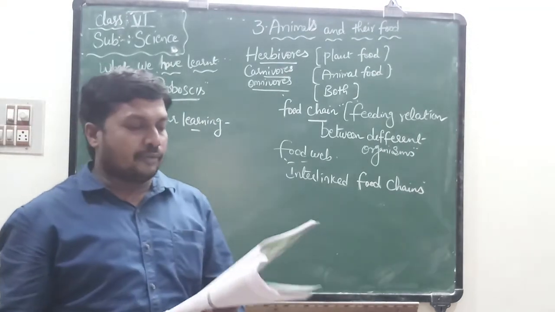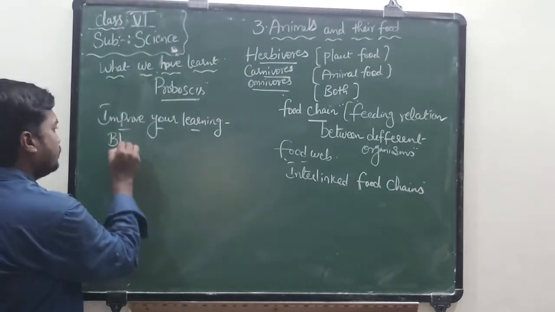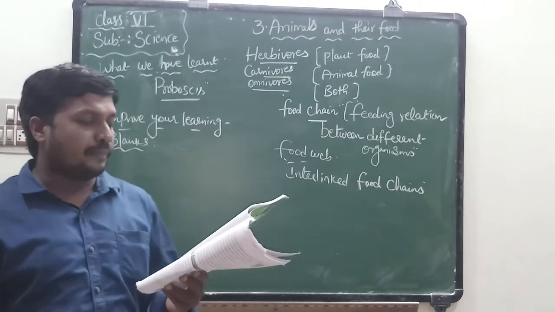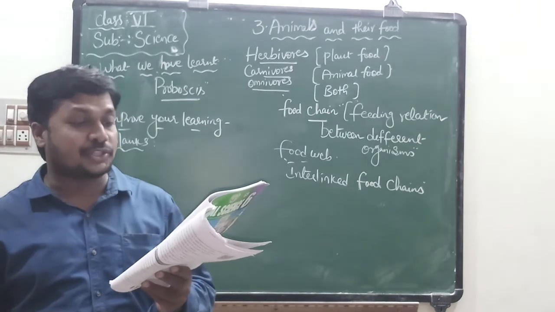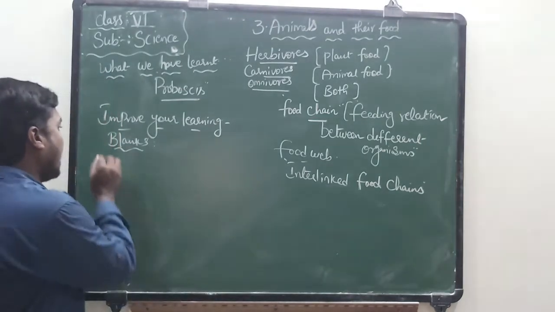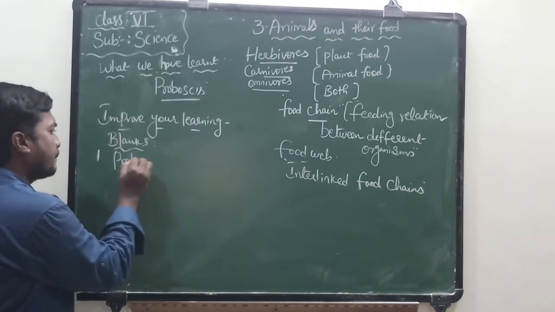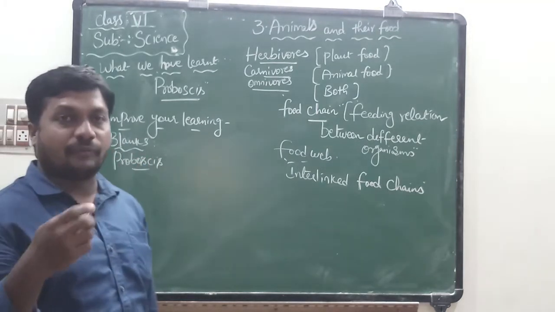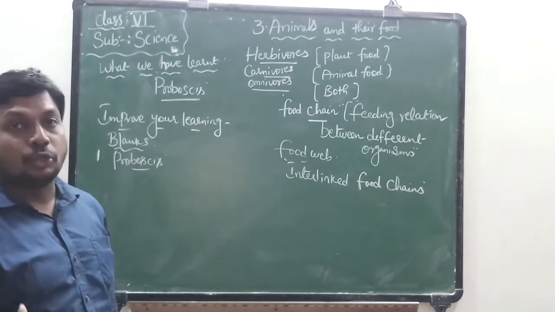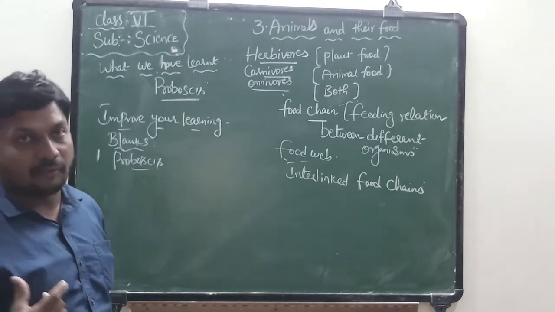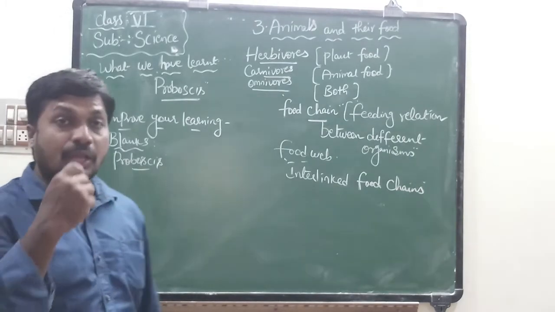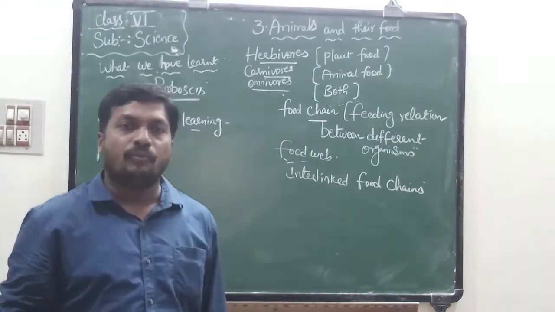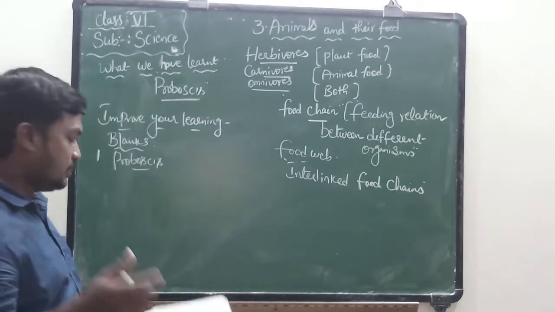Improve your learning. First, fill in the blanks. First blank: the butterfly uses dash to suck honey from flowers. The answer is proboscis. Proboscis is a tube-like, needle-like structure which helps to suck honey from flowers.